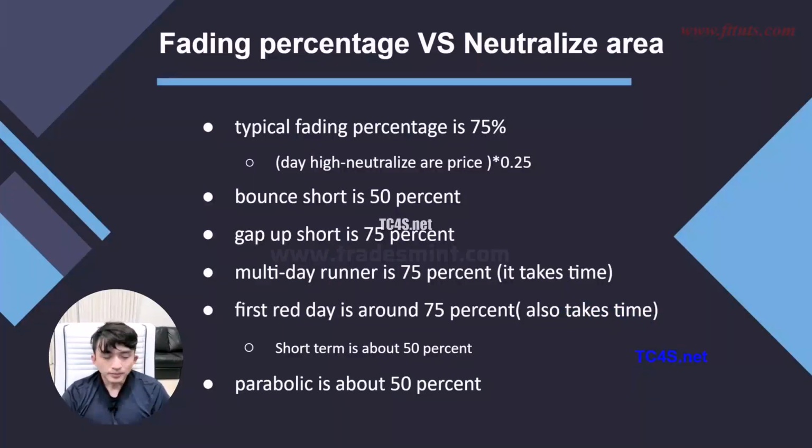And the last one is the fading percentage for a parabolic, which is typically 50% from the top. So either they fade 50% and bounce back up again, if it's trading a massive amount of volume, then consolidate and fade back down again. But on a parabolic basis, trading massive amount of volume, the fading percentage is only 50%. So those are the little differences between different patterns, and tracking the different fading percentages for all the patterns is also very important. And I'm going to talk about how neutralized area actually relates to the actual fading percentage.